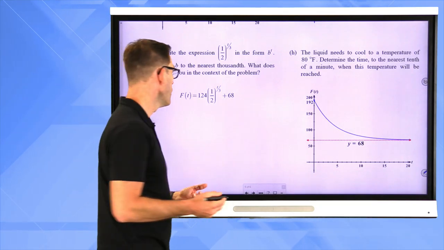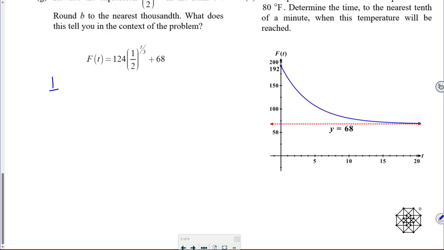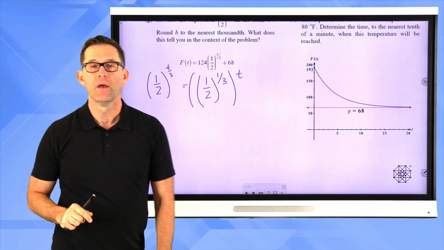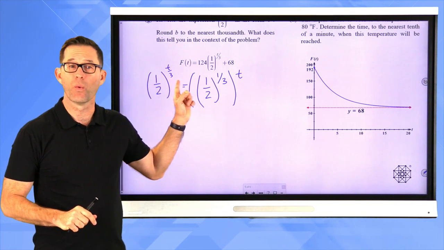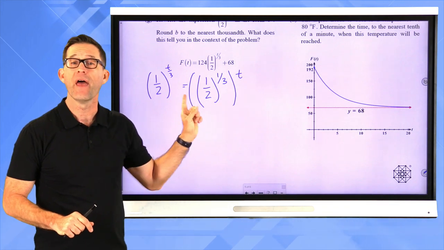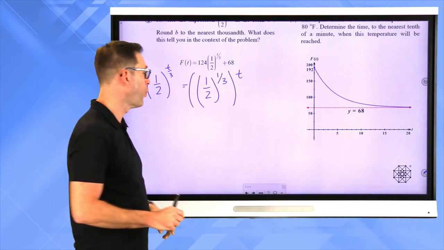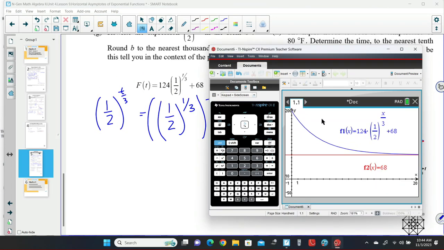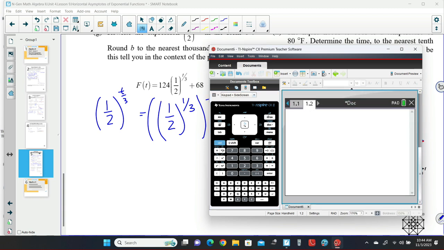All right. Well, we can say, using the product property of exponents, that 1/2 to the t over 3 is the same as 1/2 to the 1/3 all raised to the t, right? So 1/2 to the t over 3, which is 1/3 times t, we can bring that 1/3 inside, leave the t out, and now we're looking for the cube root of 1/2, right? The cube root of 1/2, which of course we can do on our calculator pretty easily. Let me just add a calculator page.